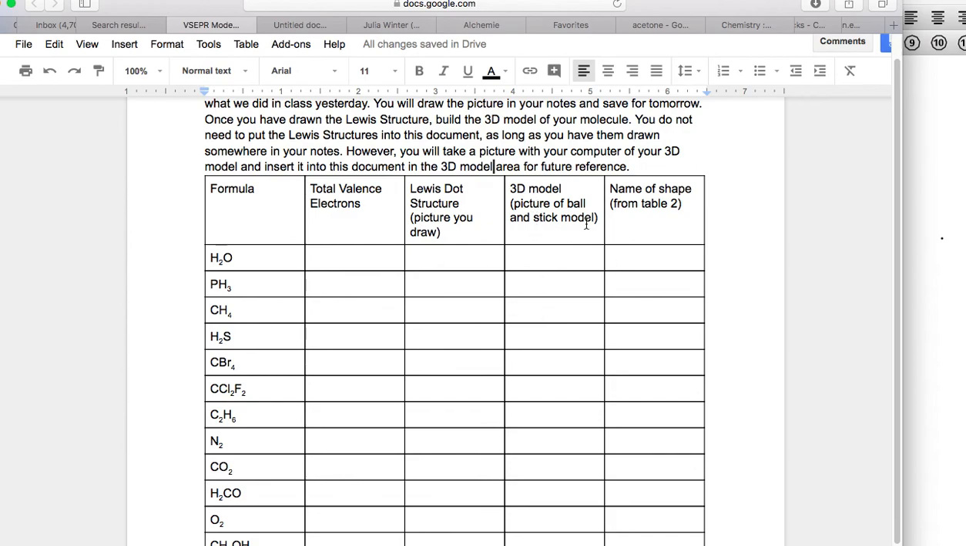You're going to build the model with the actual ball and stick models. Please make sure all those get put back. Also, don't shove the sticks down into the balls or we can't get them back out. And then you're going to give the name of the shape.